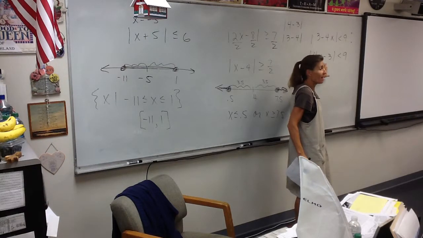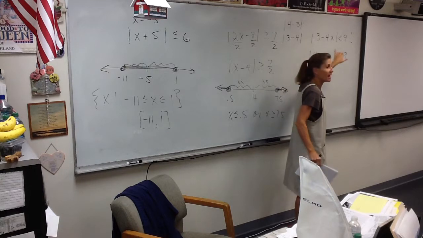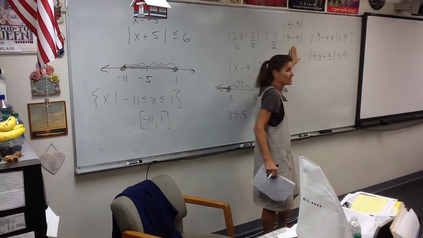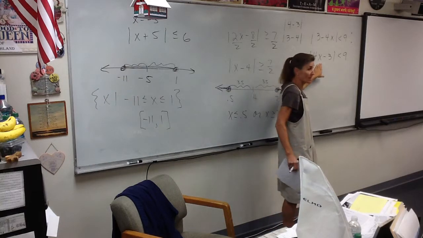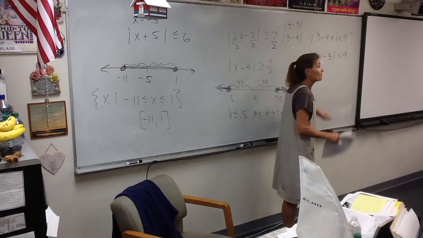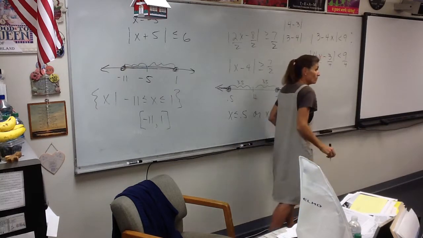I'm only allowed to do that because I'm an absolute value. When you are an absolute value, the order doesn't matter because everything's going to end up positive anyway. Okay? Now, I still don't like the way it looks. It looks better now, but I still don't like it because there's the 4. So I'm going to divide everything by 4.